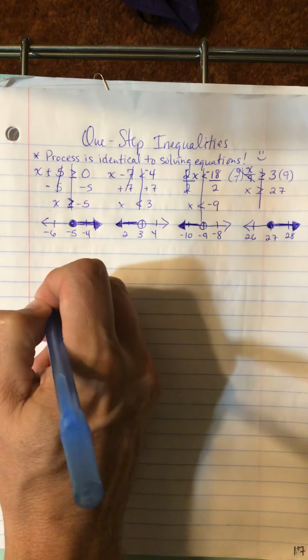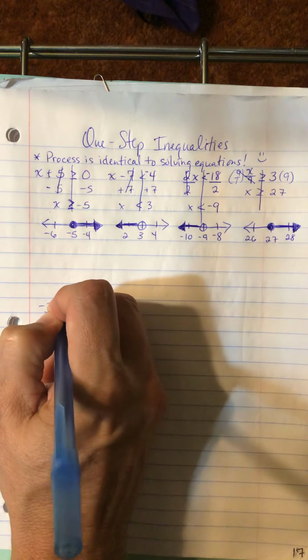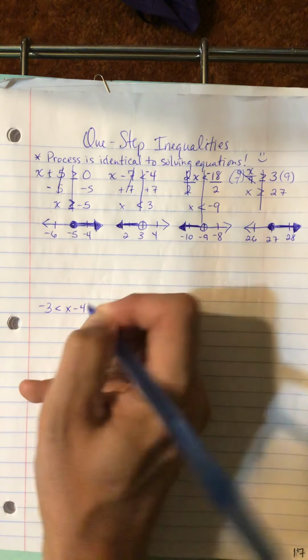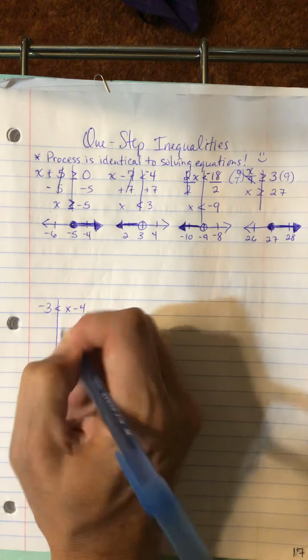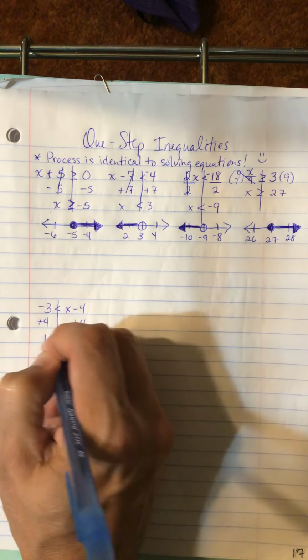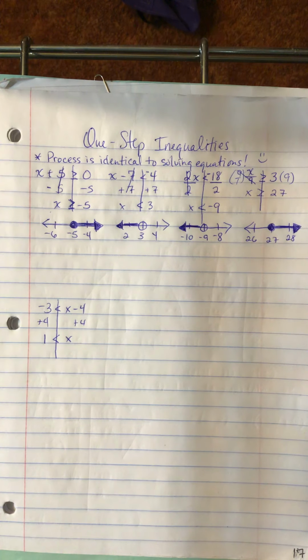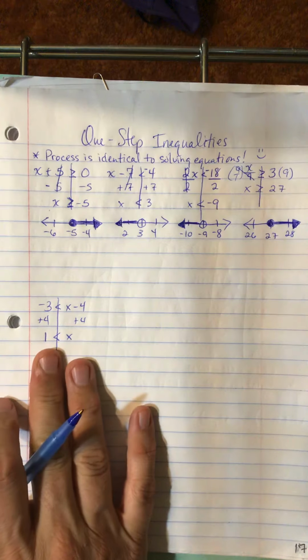Let's say we had something like negative 3 is less than x minus 4. Okay? Well, we would add 4 to both sides. We get 1 is less than x. That's all fine and dandy. You can work with this.